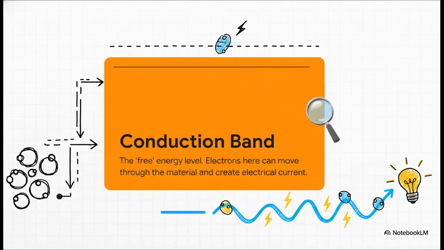And then you have the conduction band. This is the freedom level. If an electron can get just enough of an energy boost to jump up to this band, it's no longer tied to one specific atom. It's free to roam through the whole material. And what is a freely moving electron? Well, that's an electrical current.